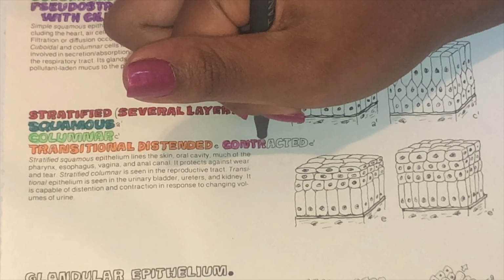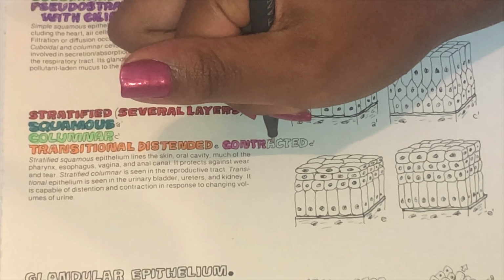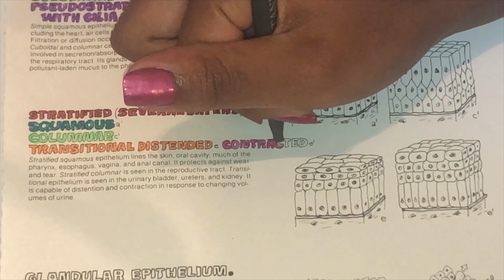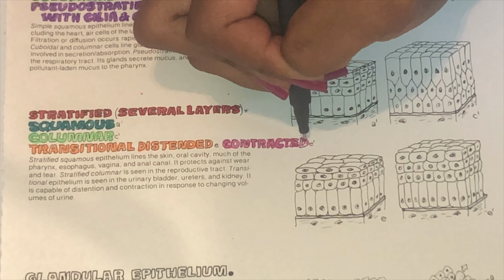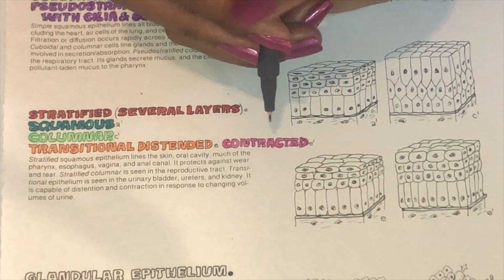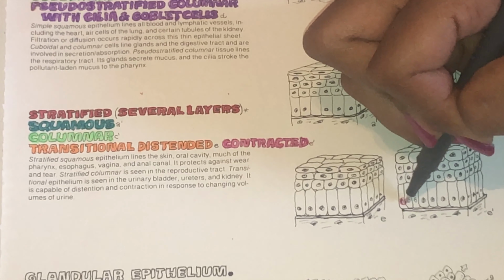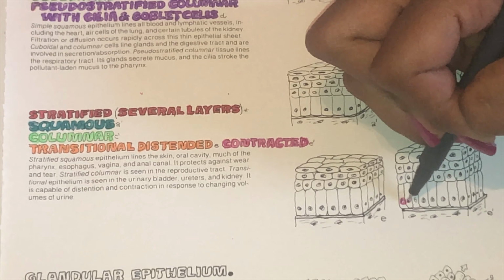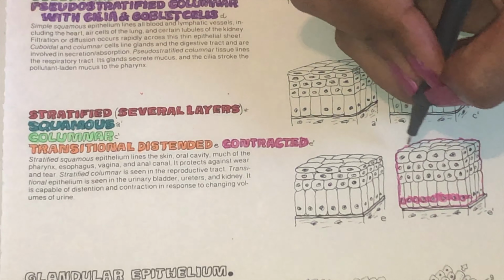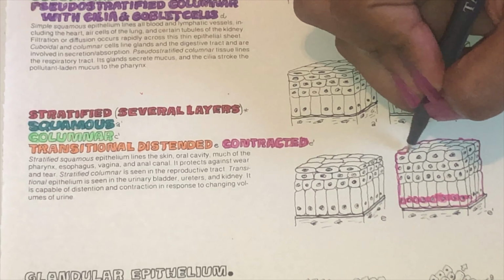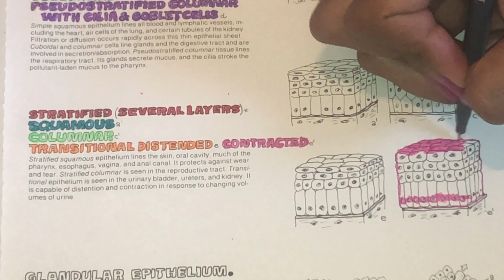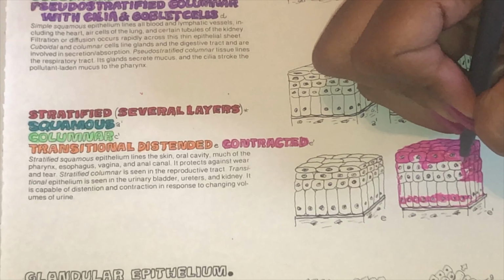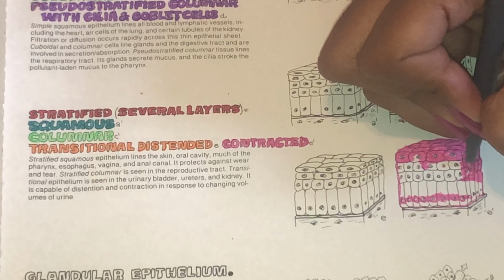Stratified squamous epithelium lines the skin, oral cavity, much of the pharynx, esophagus, vagina, and anal canal. It protects against wear and tear. Stratified columnar is seen in the reproductive tract. Transitional epithelium is seen in the urinary bladder, ureters, and kidney. It is capable of distension and contraction in response to changing volumes of urine.